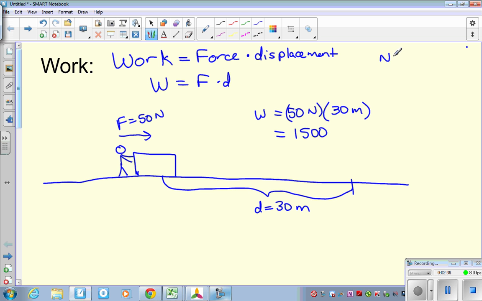And hopefully you remember from the Khan Academy video that a Newton meter is defined as a joule, which is just J. And you should have seen a joule in chemistry when you talked about energy. So our answer is 1,500 joules. Well, now I'm going to actually modify this just a little bit. So remember this situation, 50 Newtons of force and a displacement of 30 meters to the right. So I should actually say this is 1,500 joules to the right and indicate some direction with that.